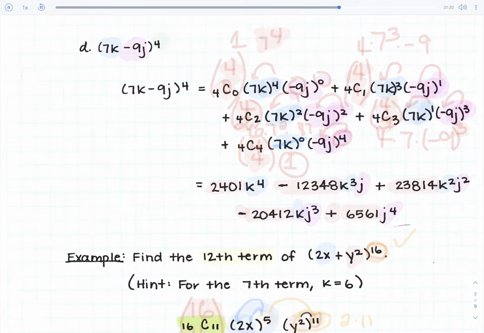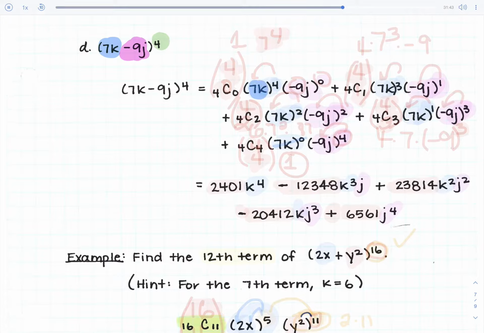Let's look at one last problem. This one's a little bit more complicated because we have two pieces that are more complicated. We have a 7k and a negative 9j, and it's raised to the fourth power. We still want to use the binomial theorem, so we still have to go piece by piece.